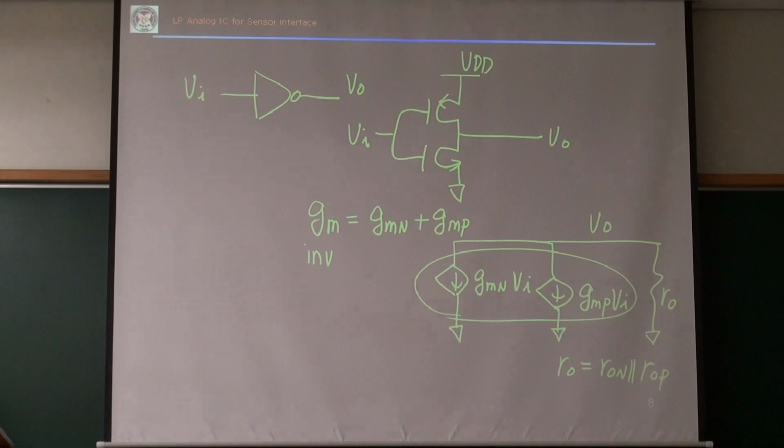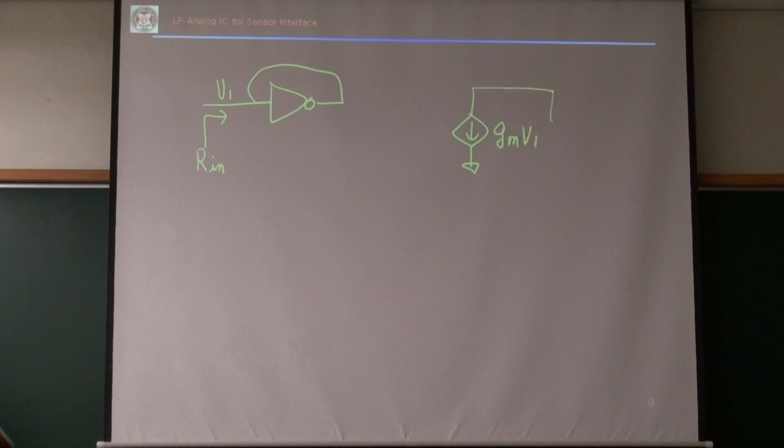Okay, then let's continue with this inverter with the input and output connected. What's the impedance of this one? You can easily see this is V1, and my output is also V1, right? So the equivalent circuit is just gm V1 and ro. This Vo is connected to Vi, so like that.